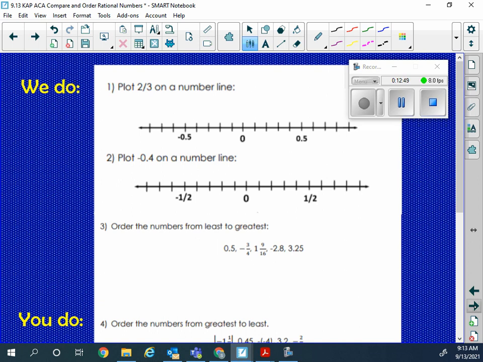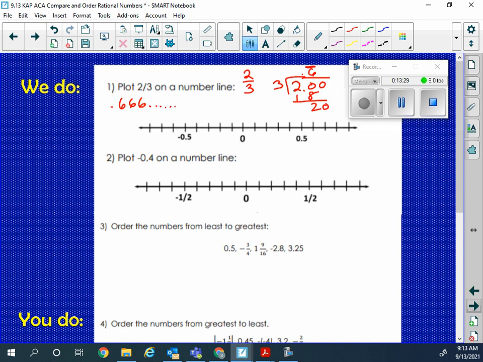Okay, so we're going to do some of these together, and then you're going to do some with a partner. Number 1 says to plot 2/3 on a number line. Well, before I can plot it, what do I have to do with it? That's right. And how do I do that? 2/3. How do I do that again? Divide. Top in, bottom out. What's going to happen here? That's right. It's a repeating number. Guys, that means it's 0.666, and it goes on forever, correct?